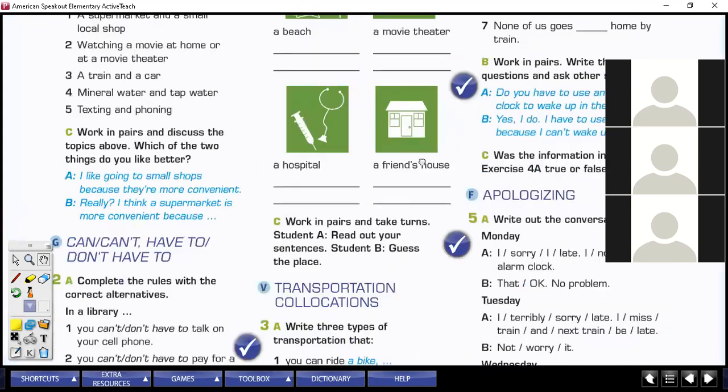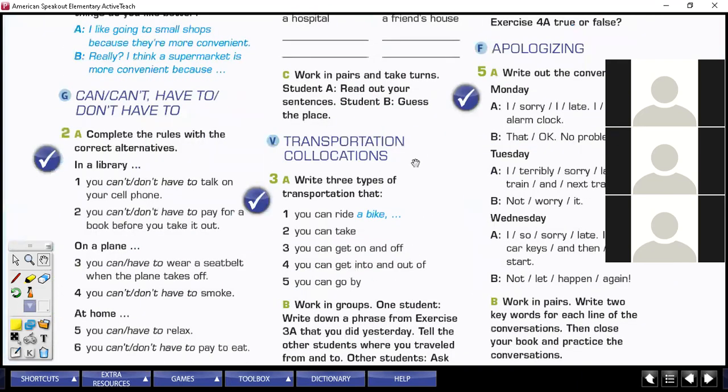Now it says transportation collocations. Here it says, write 3 different types of transportations. One is enough for me. For example, you can ride a bike. Let's add one more because this one is the example. What else can you ride? A horse. A horse, very good. You can ride a horse.